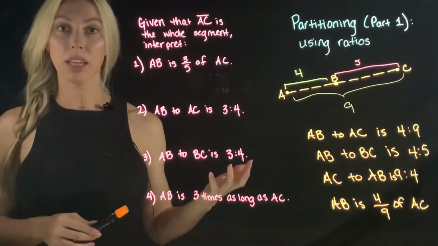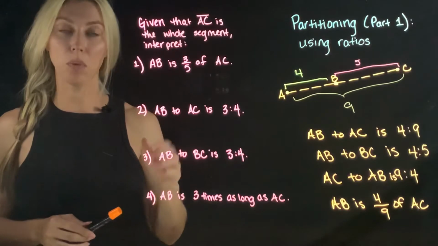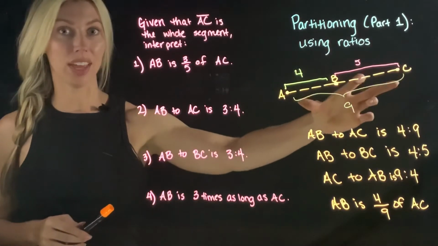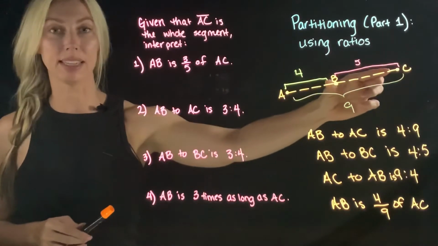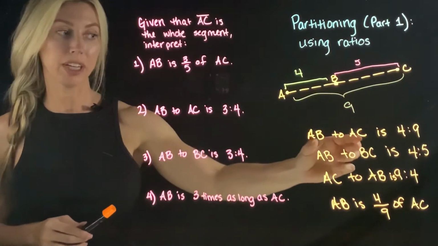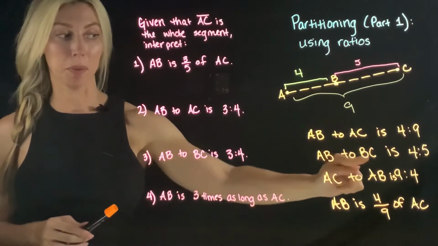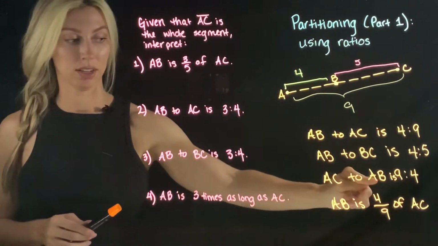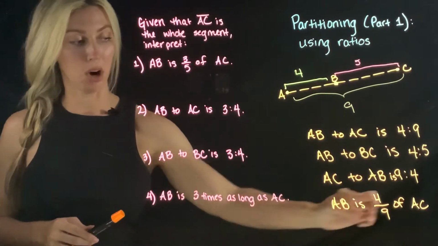So when we're talking about things, we're really concerned about which ones are the parts and which ones are the whole thing. So in this one, the whole thing is AC, and the parts are AB and BC. So therefore, this ratio is a part to whole. This ratio is part to part. This ratio is whole to part. And this kind of equation here, or this setup with a fraction, is part to whole.